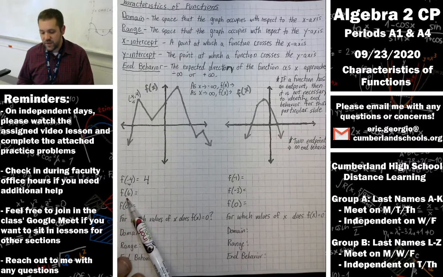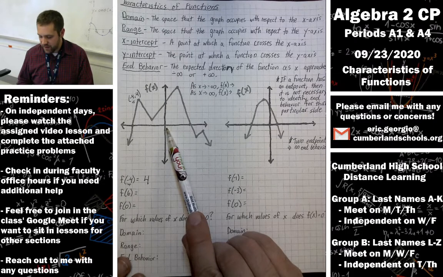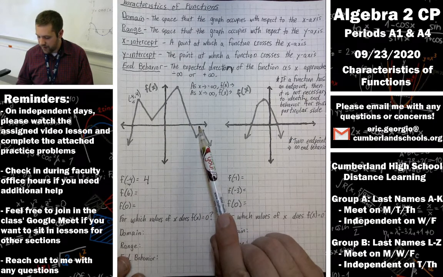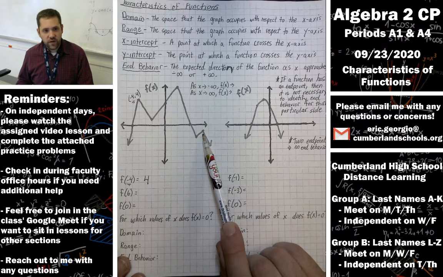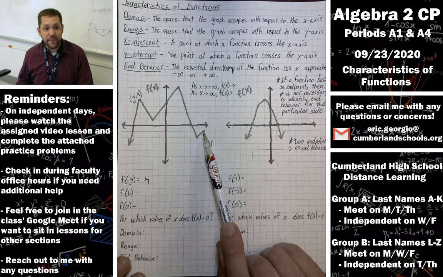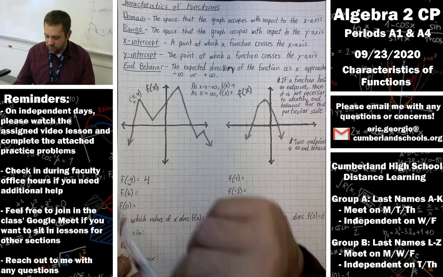F of 6, again, means 6 is your x. So let's look at x coordinate 6, 3, 4, 5, 6 right there. What does our graph tell us that the y coordinate is that matches with 6? It's -1.